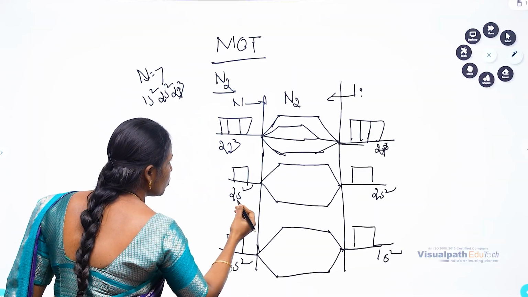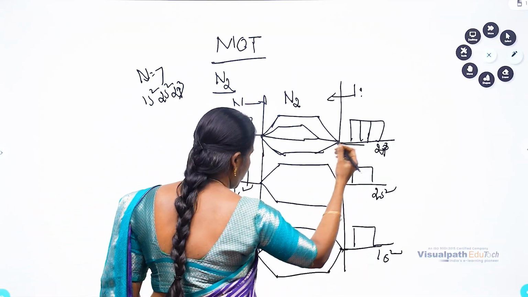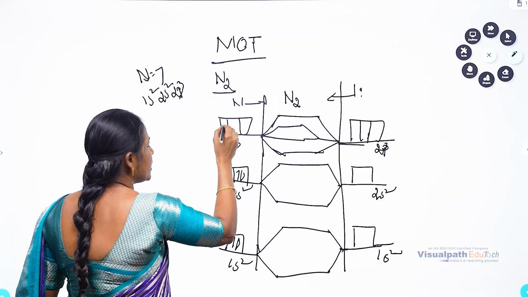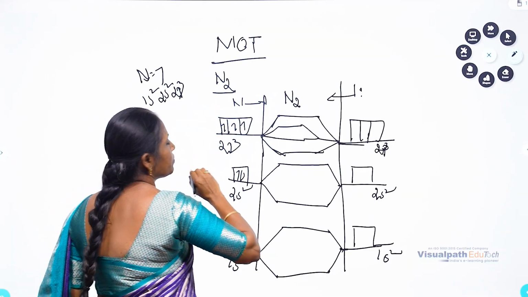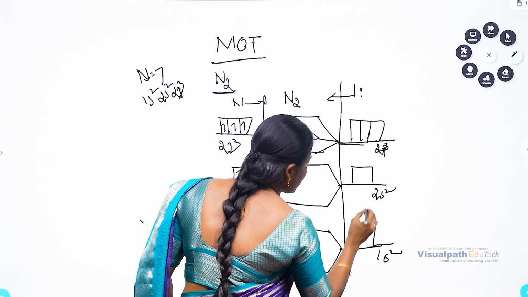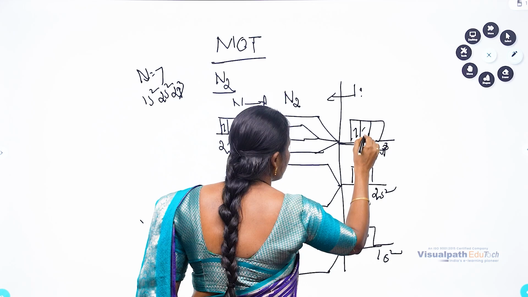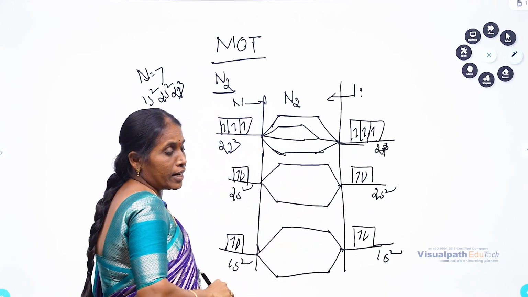Its electronic configuration is 1s2, 2s2, 2p3. So, it is with 2 electrons, here also 2 electrons, and it is with 3 electrons. And it is with 2 electrons, 2 electrons, and 3 electrons.